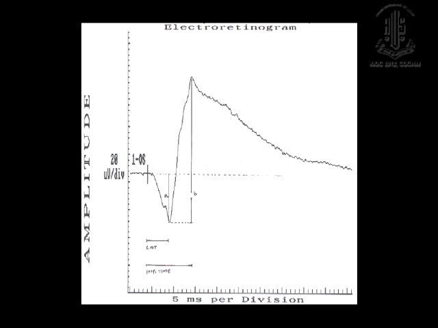In that, certain parameters are important. The A wave amplitude, it's measured from the baseline to the trough. That is the A wave amplitude. And then we have what is called the B wave amplitude, which is measured from the trough of the A wave, goes right up to the peak of the B wave. This is very, very important. And we have something called implicit time, which is from the baseline to the peak of the B wave.